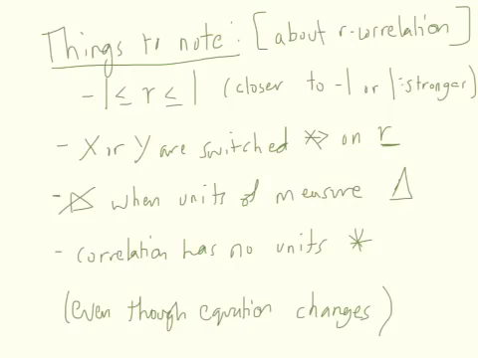Also, because of that, you get to the fourth point right here: correlation has no units. The r value, it's not r feet, r inches, it's just an r value. There are no units attached to it. It basically describes the strength of the correlation. And this is true even when the equation changes. So this basically sums up Chapter 3.1 on scatter plots and correlation.